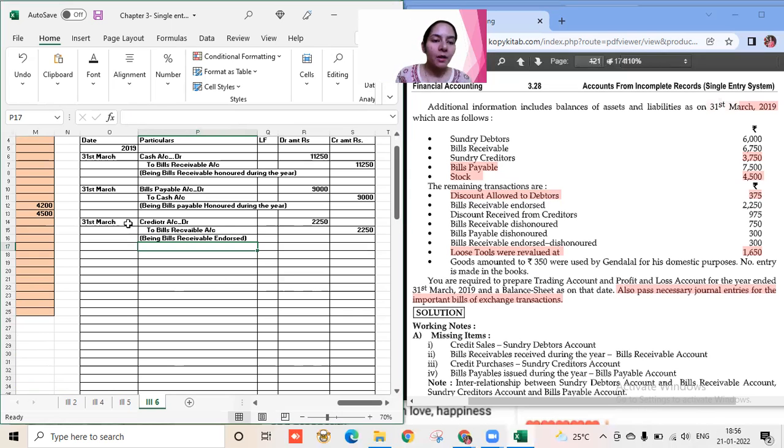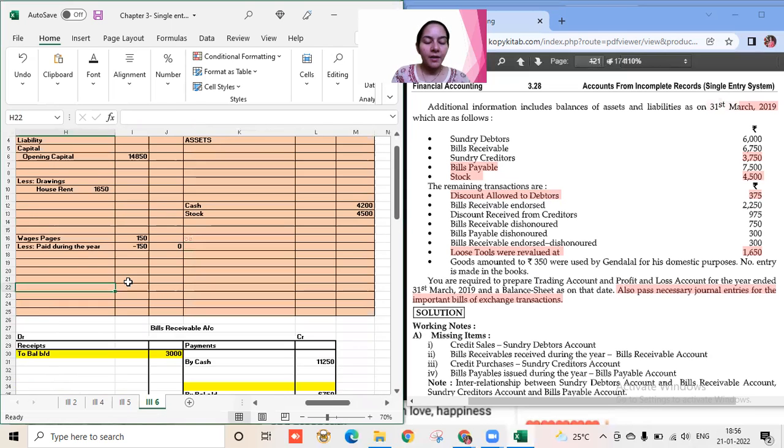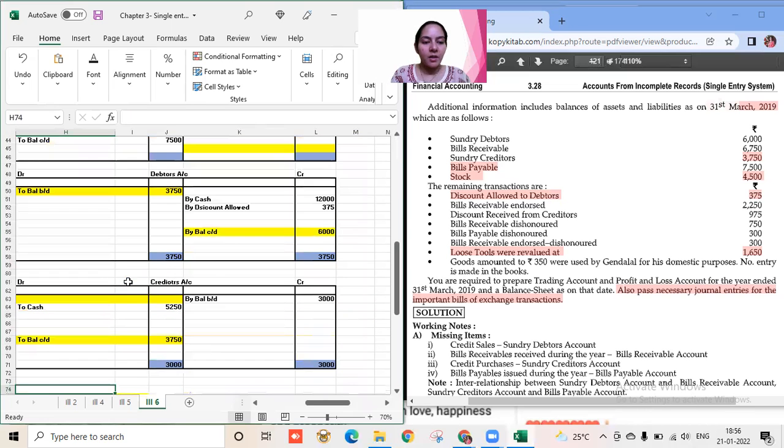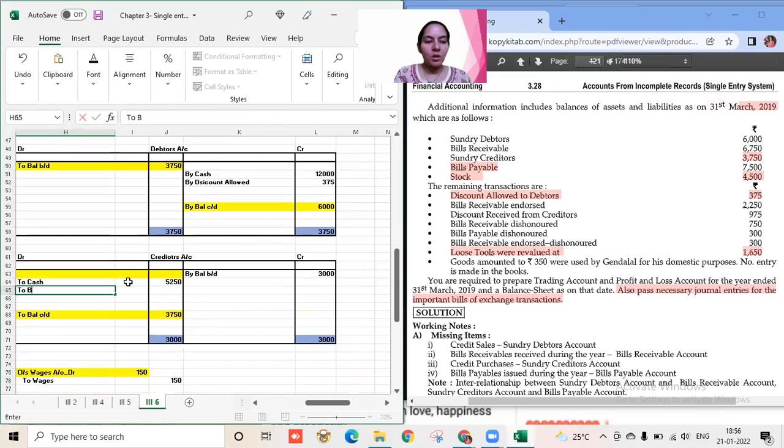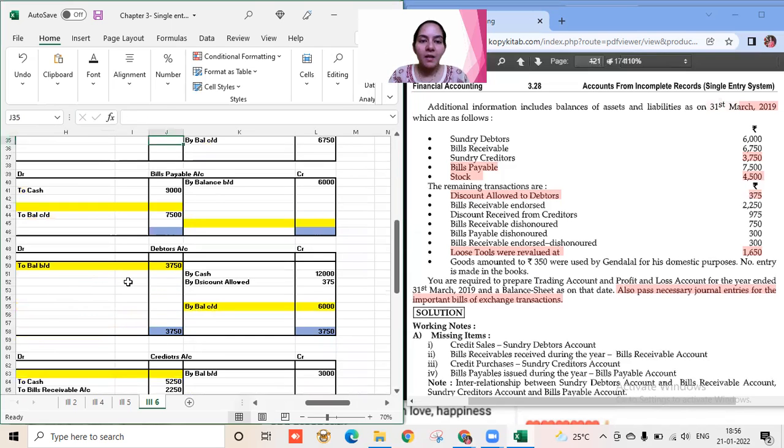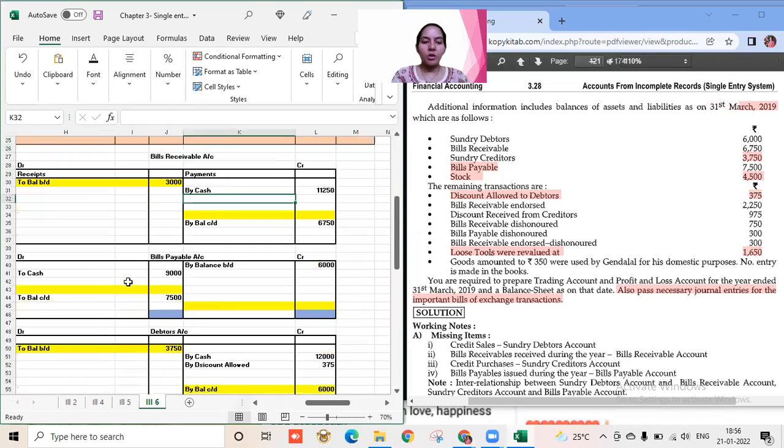Done. Let's understand the impact of this. Creditors account is debited, bills receivable account is credited. So go to the creditors account debit side, to bills receivable account, that is 2250. The creditors' balance will reduce because we gave him the bill, our liability is over. Second impact, the bills receivable balance will also reduce because our asset has gone out. So come to the bills receivable credit side, by creditors 2250. Done. Both the impacts.